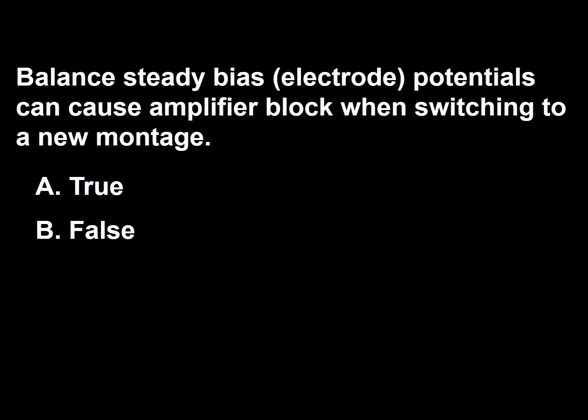The next question is: balanced steady bias electrode potentials can cause amplifier block when switching to a new montage.